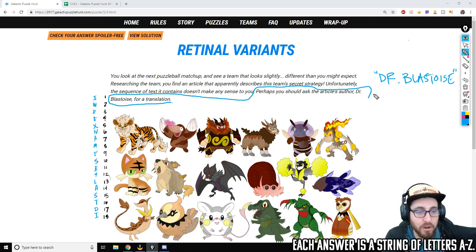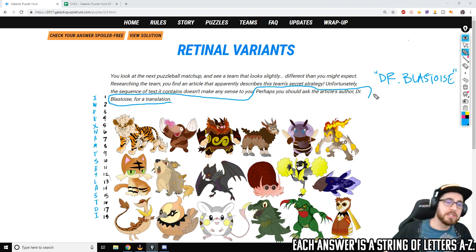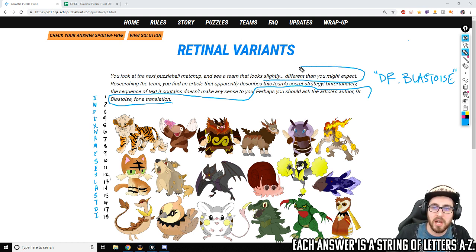That's important. I don't know why, I don't know what that is, but this is slightly different than you might expect, right? That was the difference in the appearance of the Pokemon. So we got that figured out.